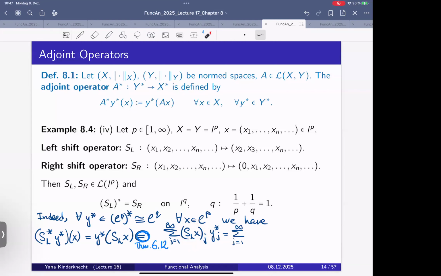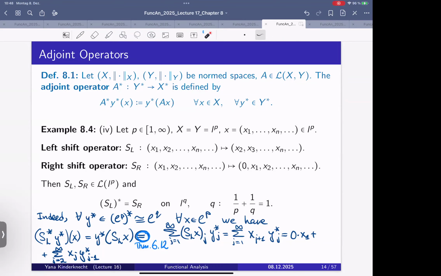x_{j+1} times y star_j. Now I change the summation index in the following way. This is 0 times x_1 plus the sum over j from 2 to infinity of x_j y star_{j-1}. So I have changed my summation index. Agree?